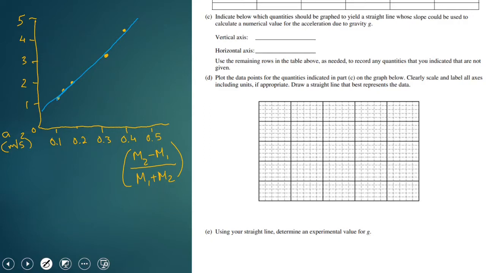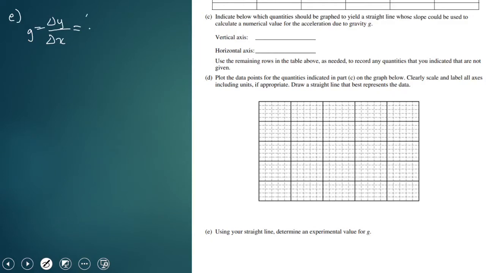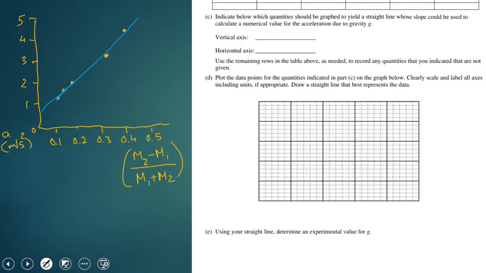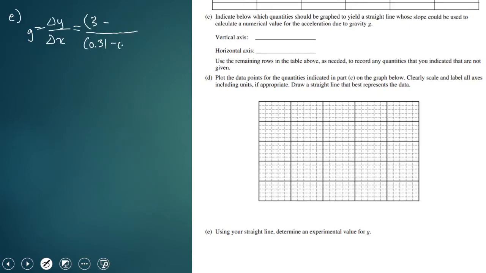So the first point was 0.31 and 3, or 0.3 and 3, which you can approximately see over here. So I would write 3 and then 0.31. And then the next one was a little bit down the line. It was about 1 and 0.11 or 0.12. So if I use 0.1, 1 and then 1, then I get 2 over 0.2.